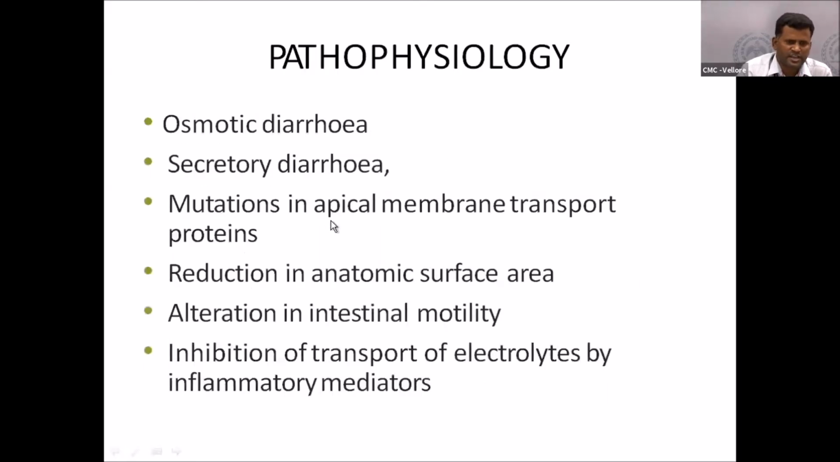So pathophysiology, again, it's osmotic, secretory, and some of the mutations in the apical transport proteins that we discussed. And also reduction in the anatomical surface area, and intestinal motility being affected. All these things can produce the pathophysiology behind chronic diarrhea.